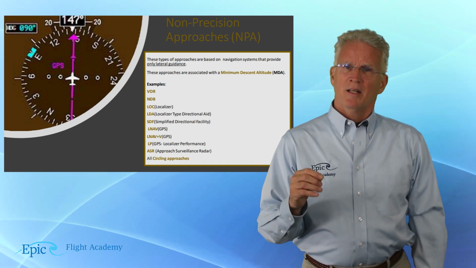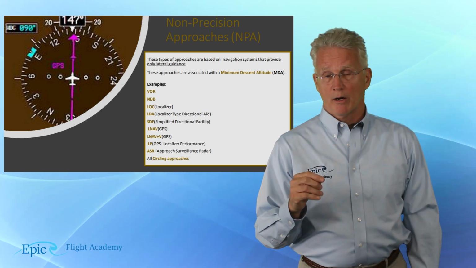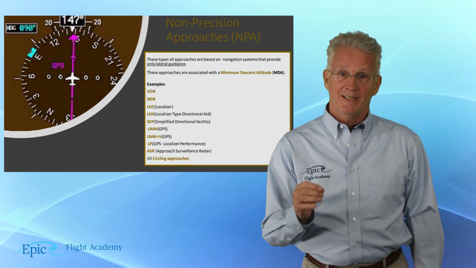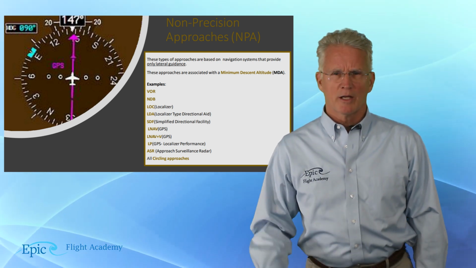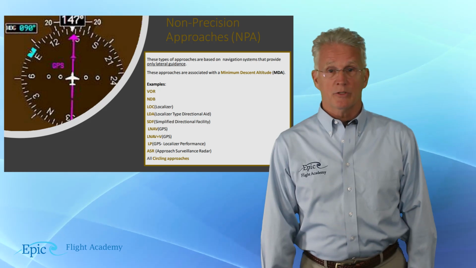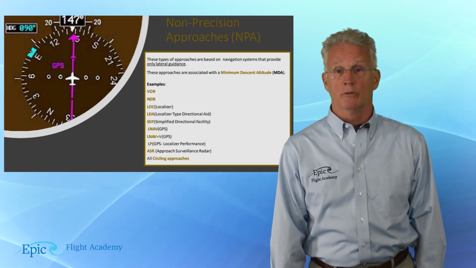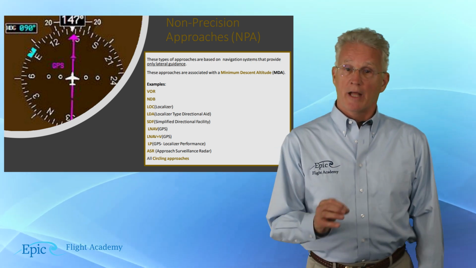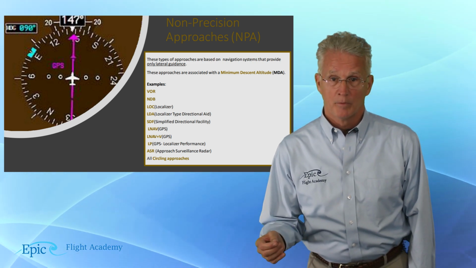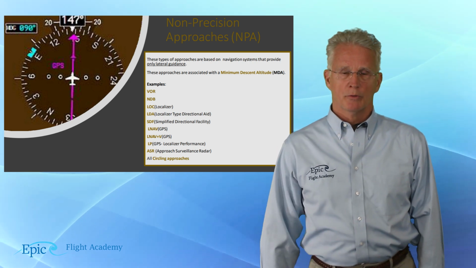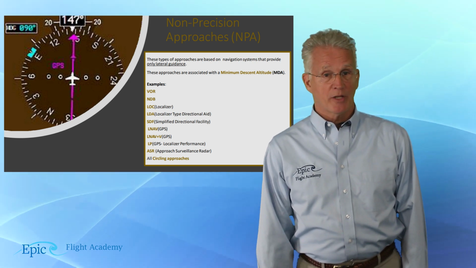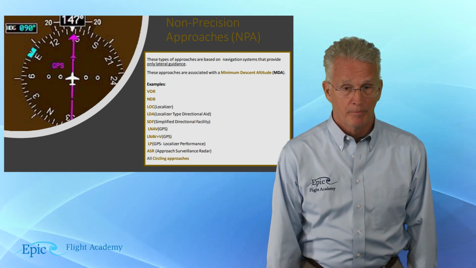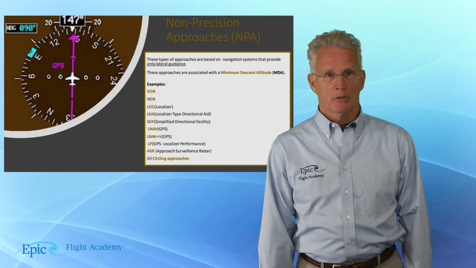Examples of non-precision approaches are the VOR, the NDB, a localizer, an LDA, which is a localizer type directional aid, the SDF, the Simplified Directional Facility, the LNAV, or the LNAV plus V, or the LP approach, or an ASR, that's an approach surveillance radar, and all circling approaches.